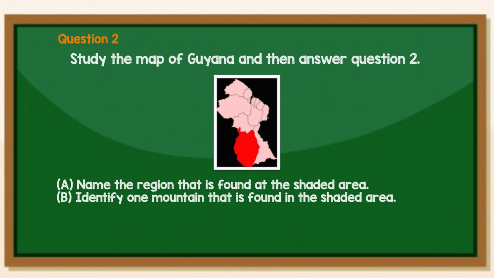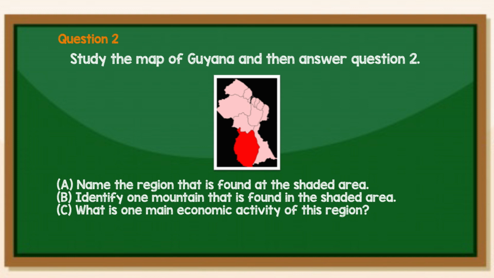B. Identify one mountain that is found in the shaded area. C. What is one main economic activity of this region? And D. Say how drought affects this region.